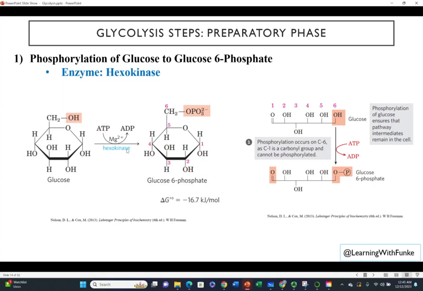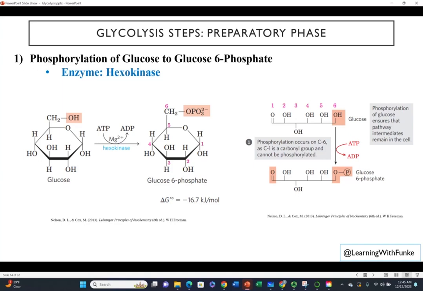This is catalyzed by hexokinase, right? And we end up going from glucose to glucose 6-phosphate with ATP as the phosphoryl donor. So ATP is the phosphate donor here. And this reaction is irreversible under intracellular conditions, catalyzed by the enzyme hexokinase.